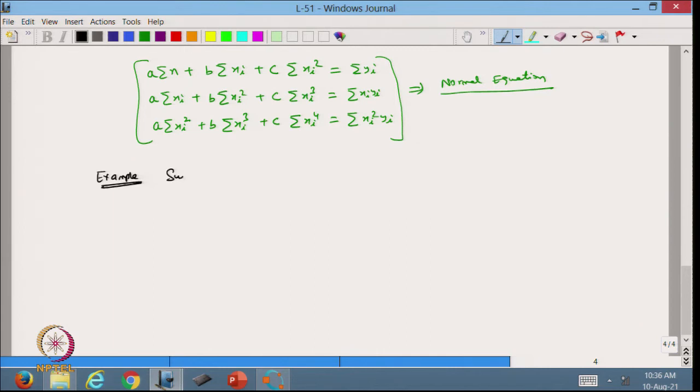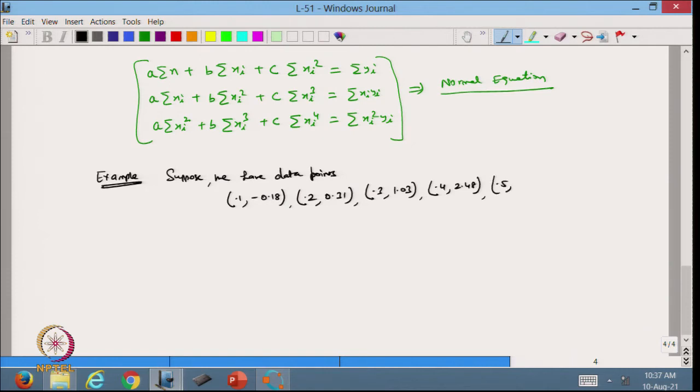Suppose we have the data points given to me like this: 0.1, minus 0.18; 0.2, 0.31; 0.3, 1.03; 0.4, 2.48; and the fifth point is 0.5, 3.73. So, these are the data points given to us.